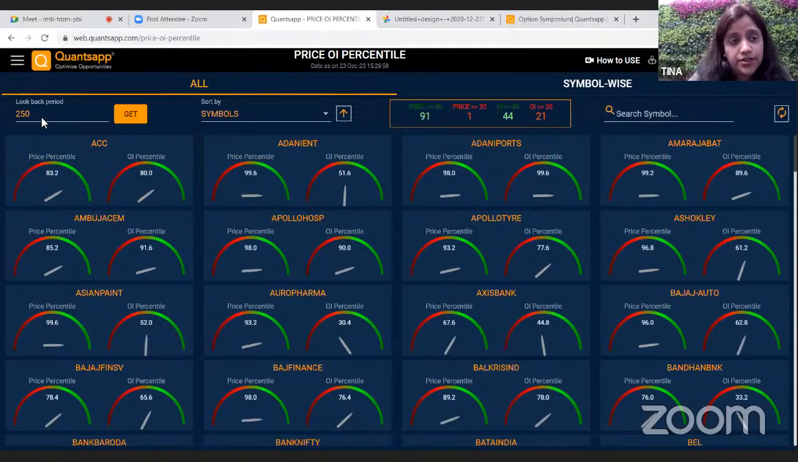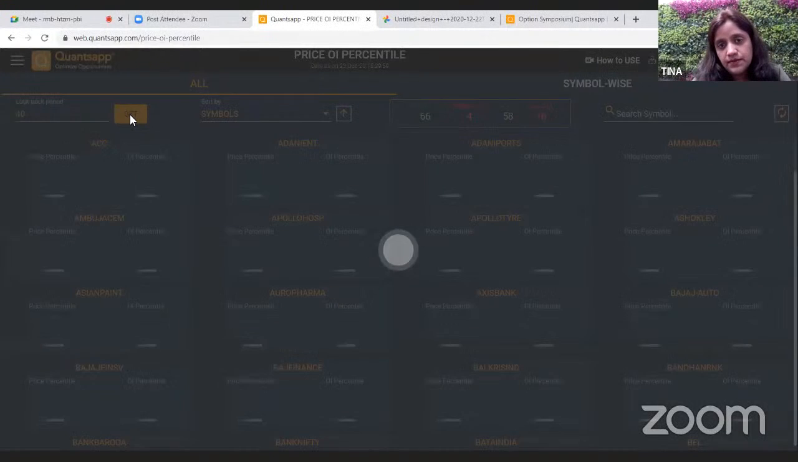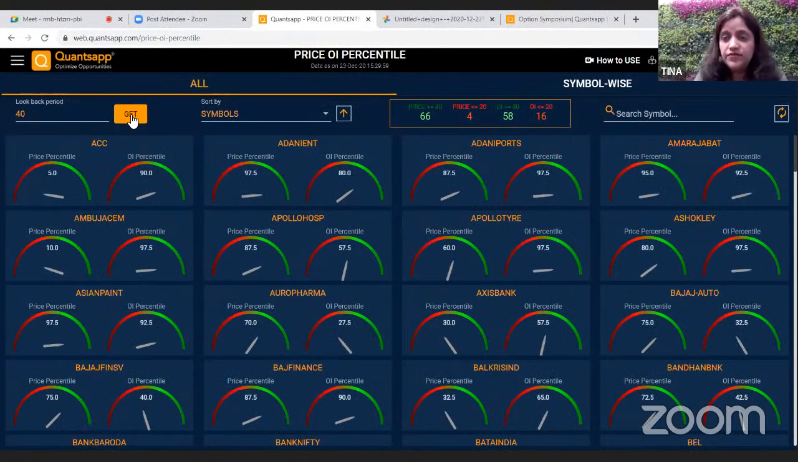If I have to do a short term, if I say, okay, tell me in the last 2 months, so if I say last 40 days, how the things have been, this will give you the comparison based on the last 40 days. Okay, so that's how we read the data. That's how we infer from the data.